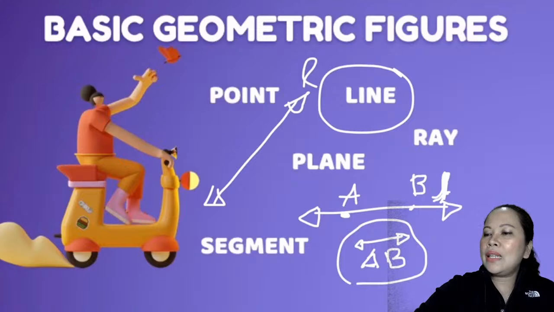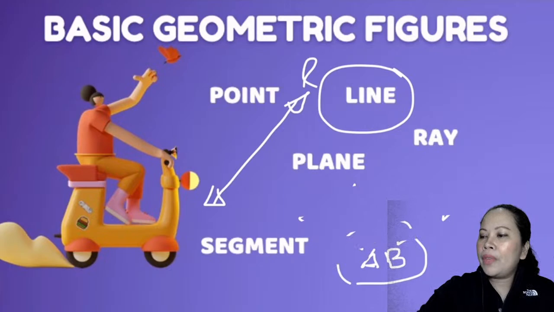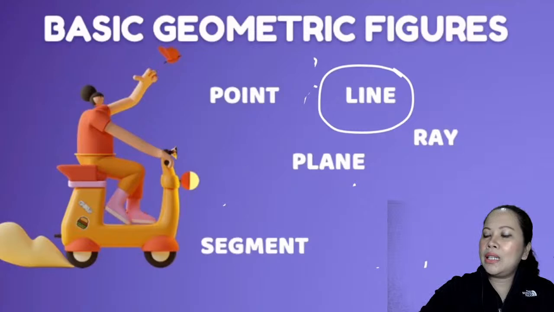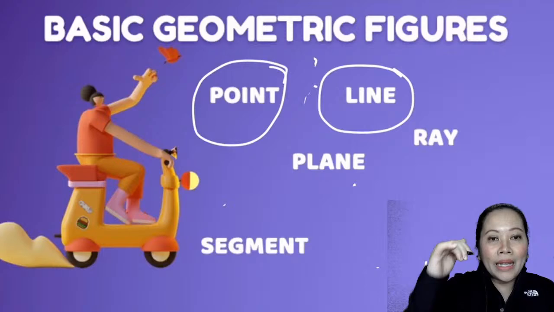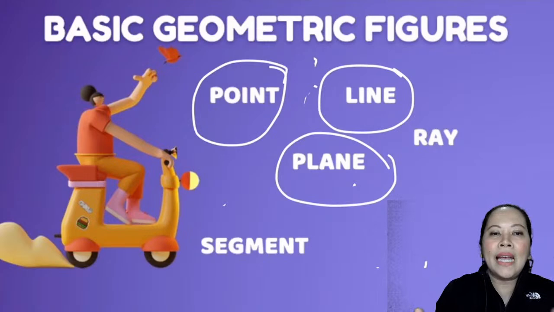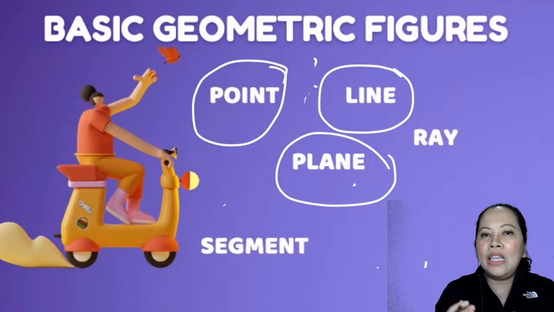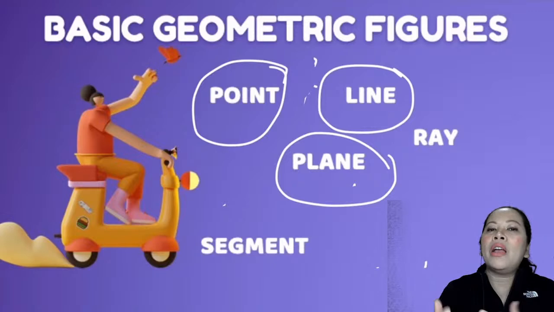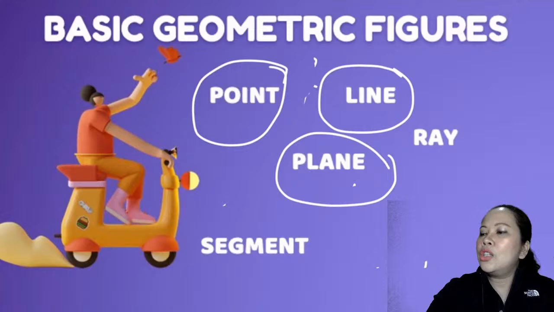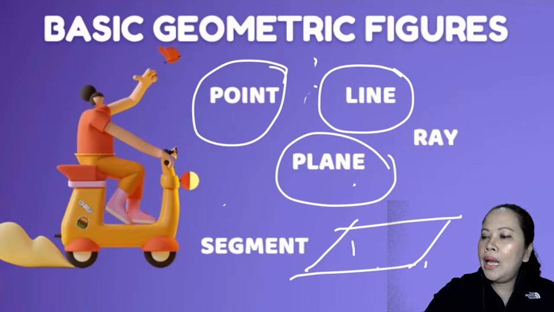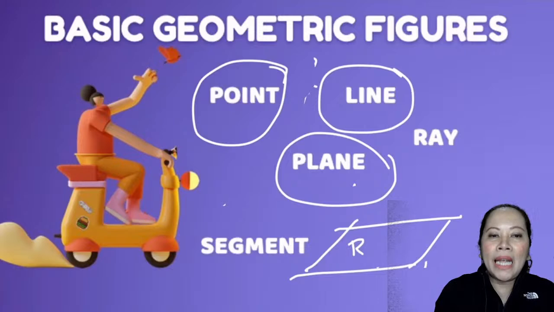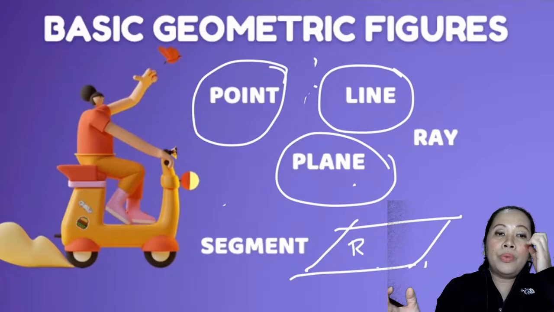Okay, so next one, we have what we call a plane. Again, a point is just represented by a dot and named by a capital letter. Now, a plane is an infinite set of points forming a flat surface extended in all directions. Normally it's represented by a four-sided figure. So if you have this, for example, and I put a capital letter R, that means this is plane R.